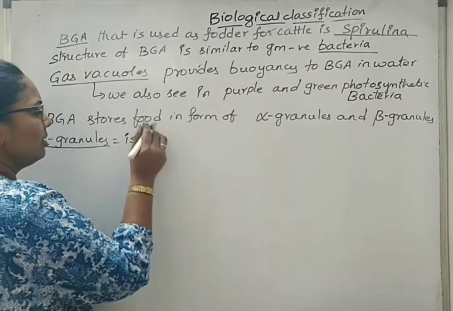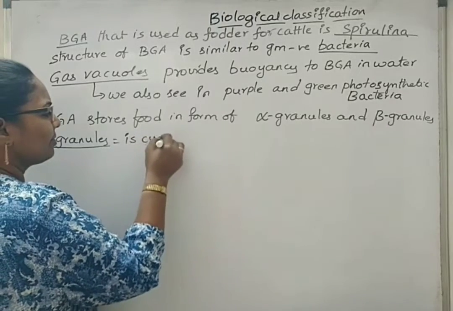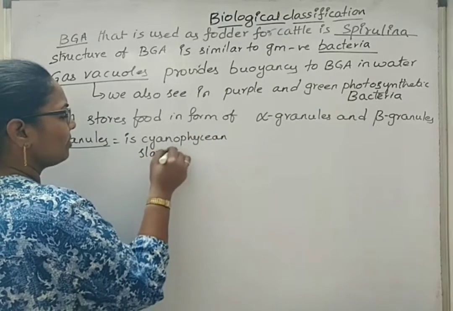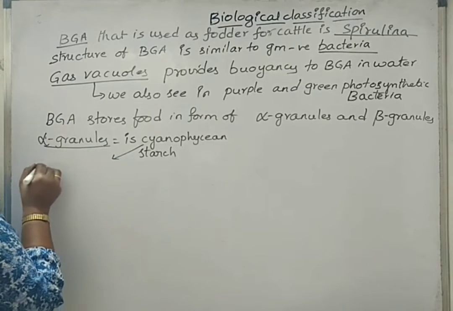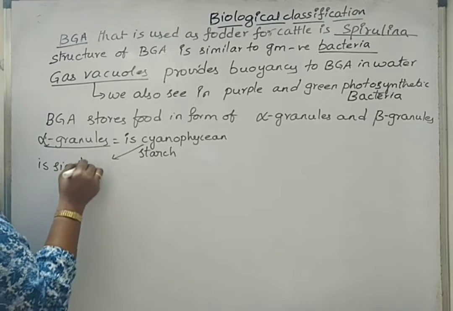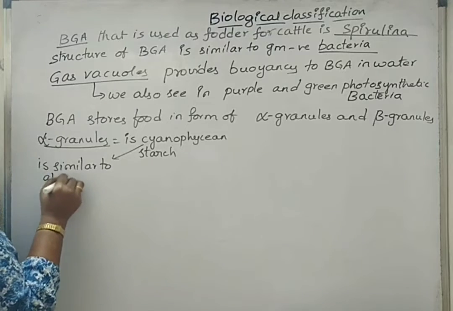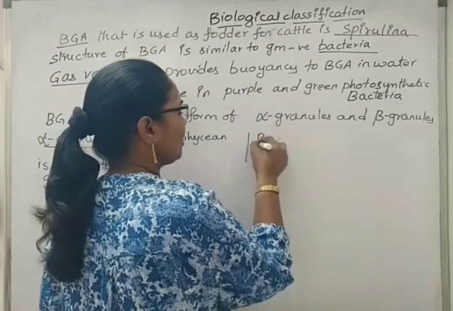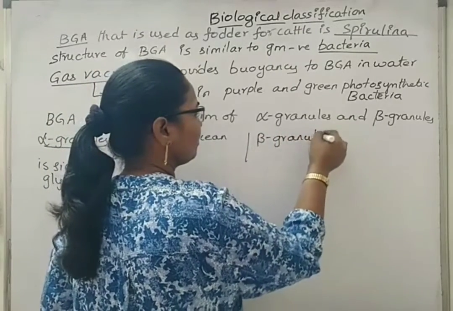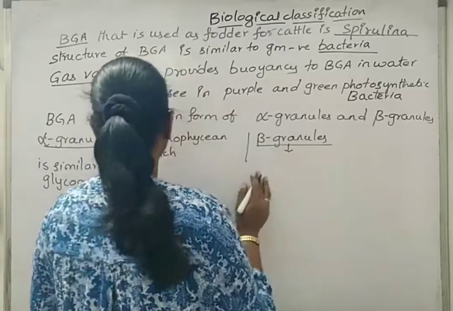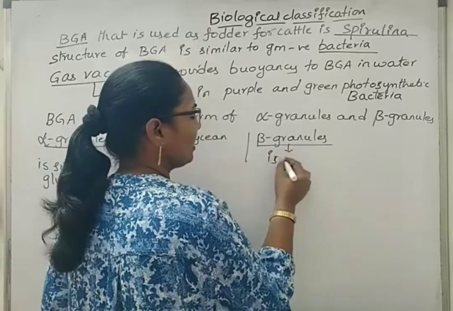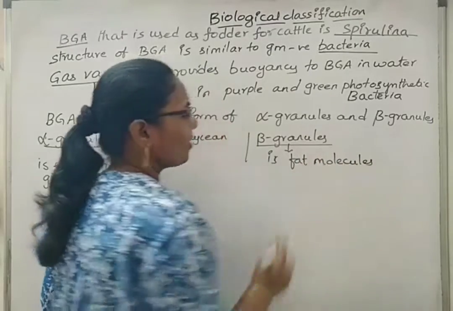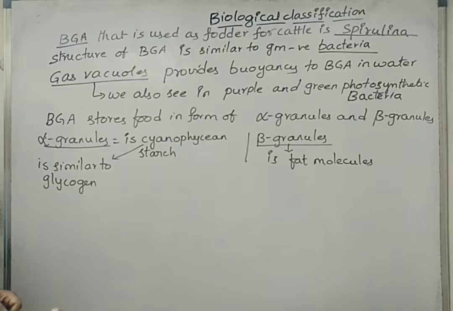It is cyanophycean starch. This cyanophycean starch is similar to glycogen. Next one, beta granules. Beta granules, this form of food material is fat molecules. Fat molecules.